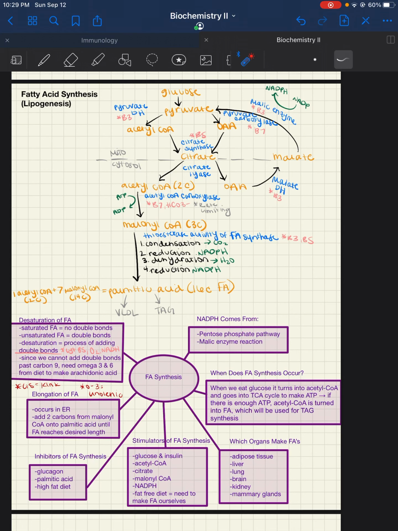So glucose is turned into pyruvate. Pyruvate is turned into acetyl-CoA using pyruvate dehydrogenase, or oxaloacetate using pyruvate carboxylase. We know carboxylase enzymes use B7 and dehydrogenase mostly use B3. So acetyl-CoA and oxaloacetate will be combined to form citrate in the TCA cycle.